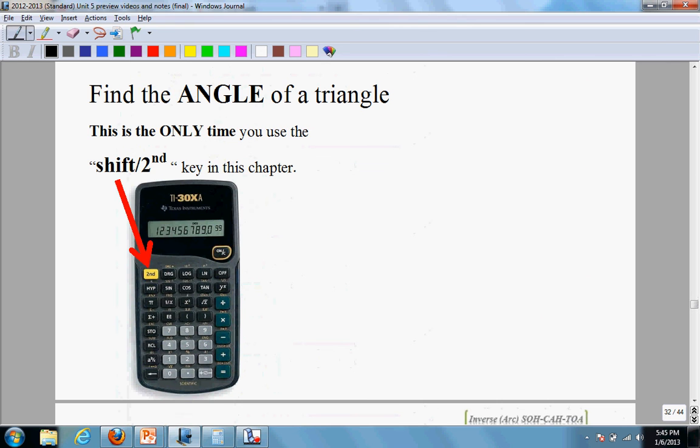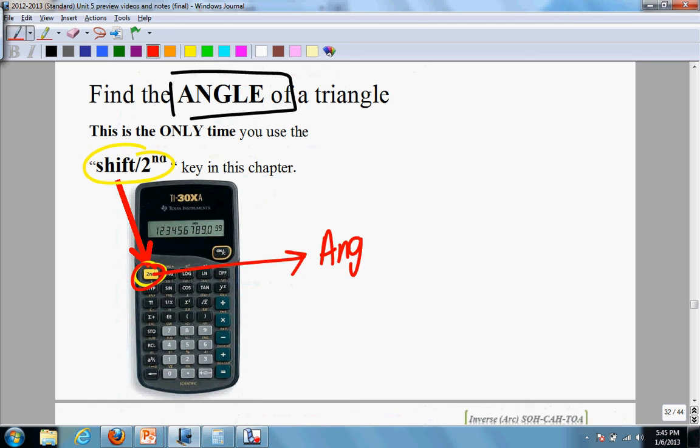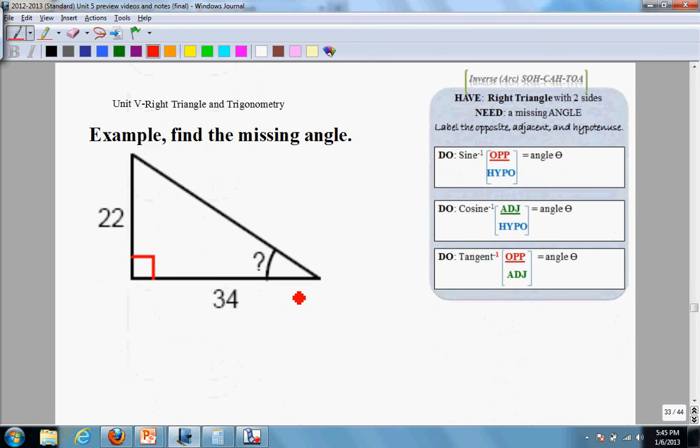Now, when you're looking for the angle, this is the only time that you're going to use your shift or second function key. This second function key you only use when you're looking for the angle. Do not touch it otherwise. Now I'm going to show you how to use that button in just a moment.